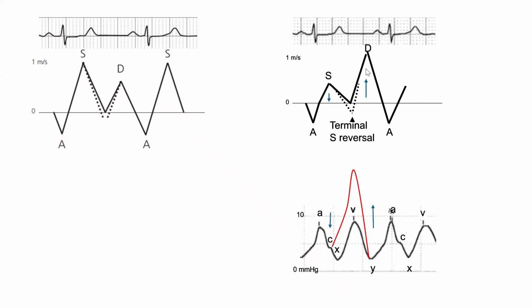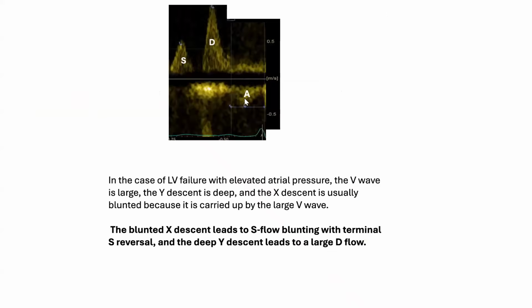And the S to D ratio becomes less than 2/3. That's the cutoff used for abnormality. But the more depressed the S, it could be depressed to 0, the worse it is. In fact, with a very pronounced V wave and decompensated heart failure, you will have what we call S reversal. So that big V wave will cause a reversal of flow during ventricular systole. Okay, so you can have S reversal. And this is an illustration of that. So the blunted X causes S attenuation, whereas the deep Y causes D exaggeration.